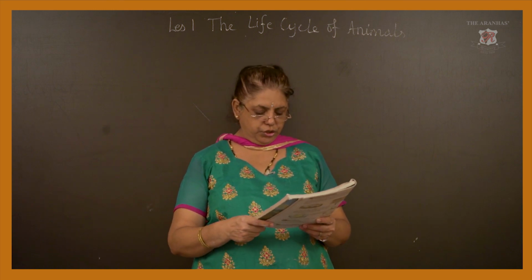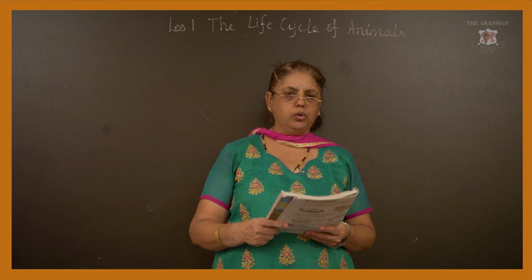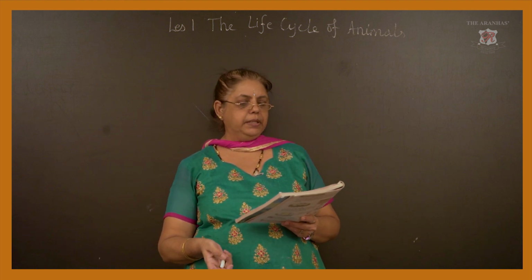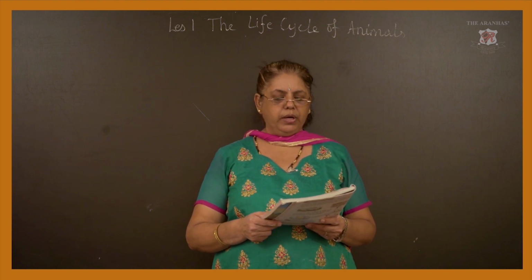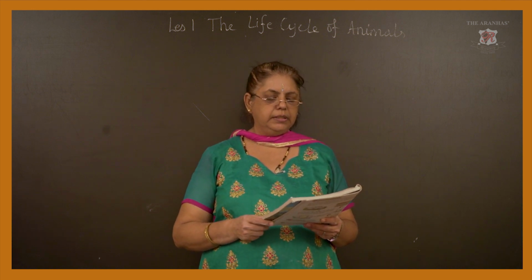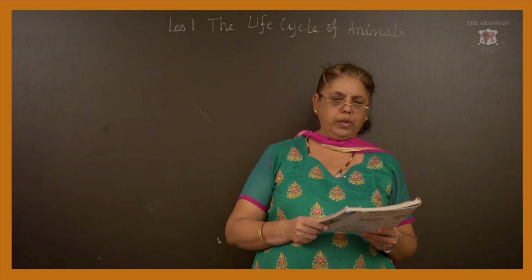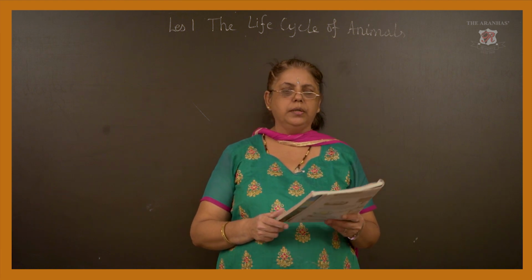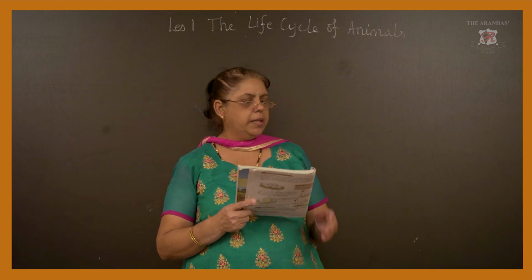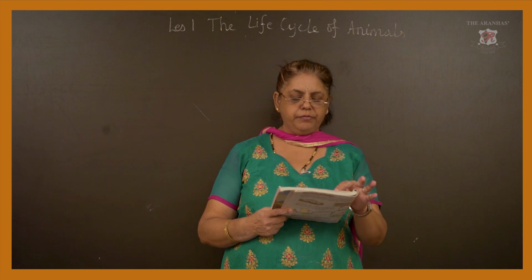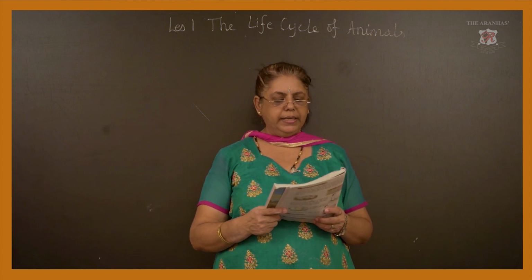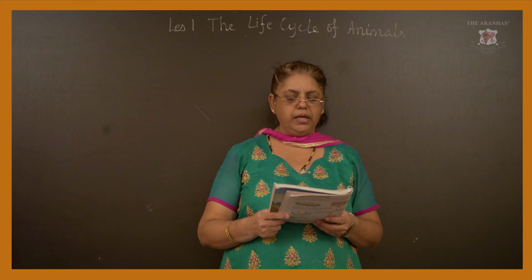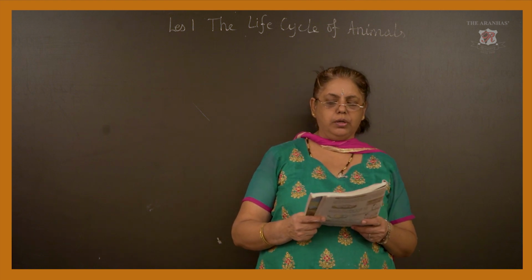Now, metamorphosis, page 3. There are similarities between a goat and its kid and between a hen and a chick. However, a caterpillar and a butterfly are very different. Thus, in some animals, the young one grows into an adult animal that looks very different from the young one. This change of form is called metamorphosis. I want you to repeat this word, metamorphosis. Let us repeat this definition also. In some animals, the young ones grow into an adult animal that looks very different from the young one. This change of form is called metamorphosis.